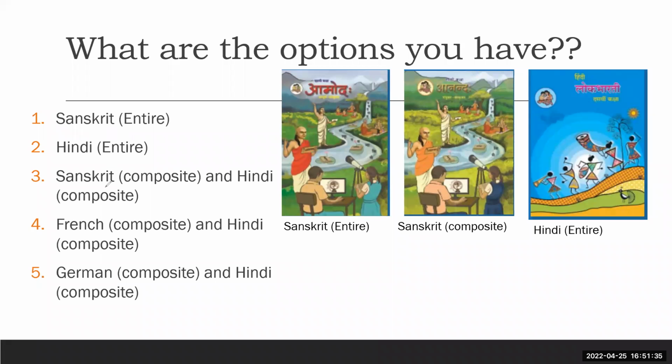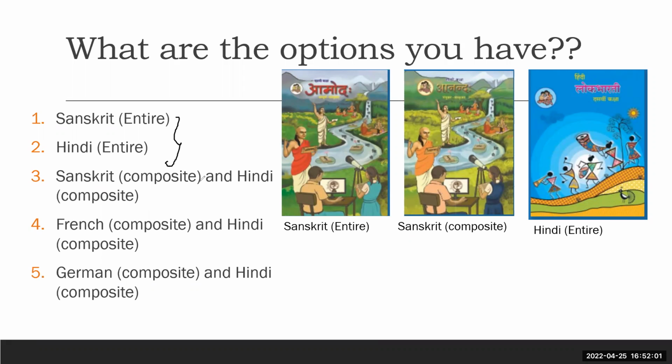Sanskrit entire, Hindi entire, Sanskrit composite and Hindi composite, French composite and Hindi composite, German composite and Hindi composite. These are the textbook photographs of the first 3. There are other photographs. You can get the entire PDF on the website, whose link I will be giving in the description. And now I'll explain what this basically is.